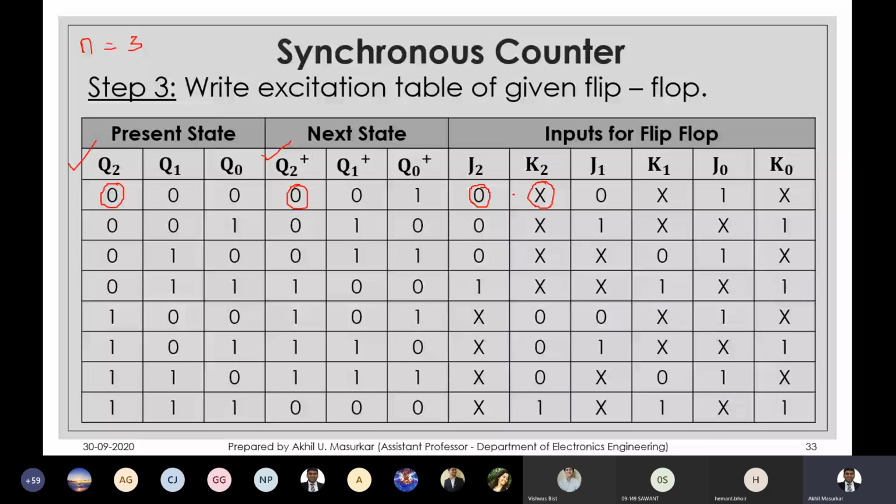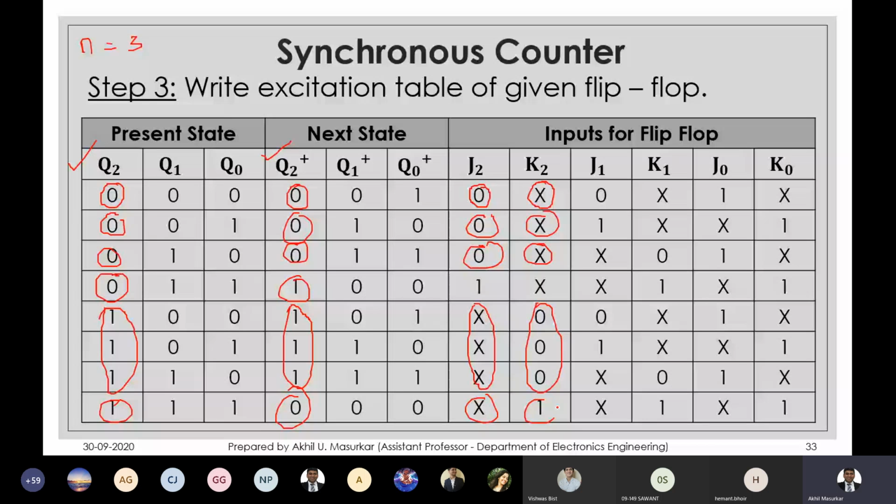So K2 is going to be don't care. Similarly, for the next one, you can see this combination is the same, so again we write 0 don't care, 0 don't care. Here we have 0 1. If you look in the excitation table, J2 K2 will be 1 and don't care. Then for 1 and 1, my J2 and K2 are going to be don't care and 0. And again for 1 and 0, it is going to be don't care and 1.